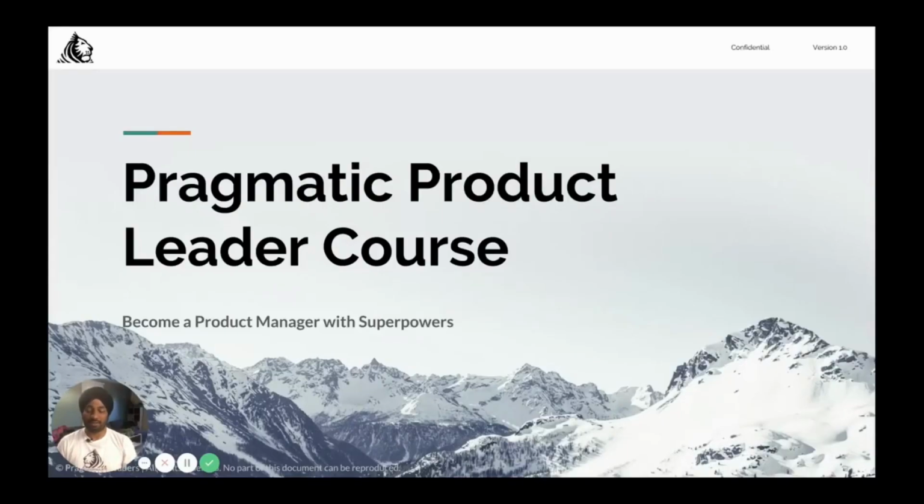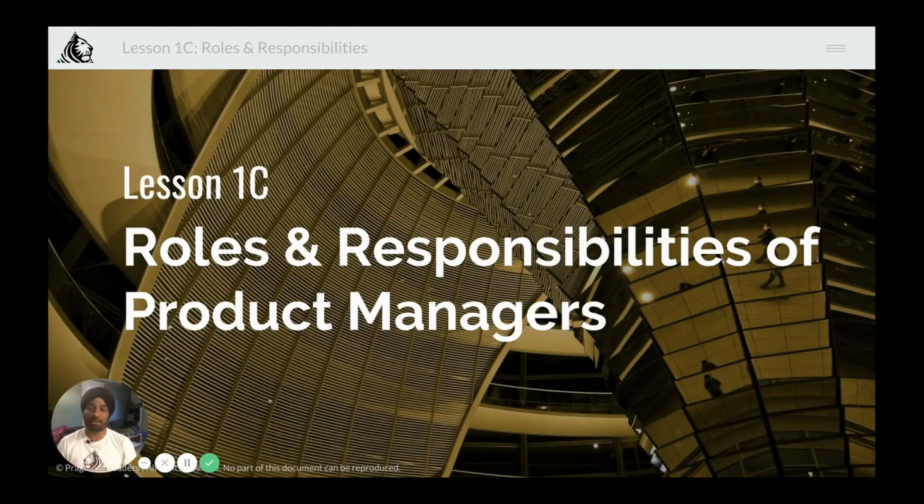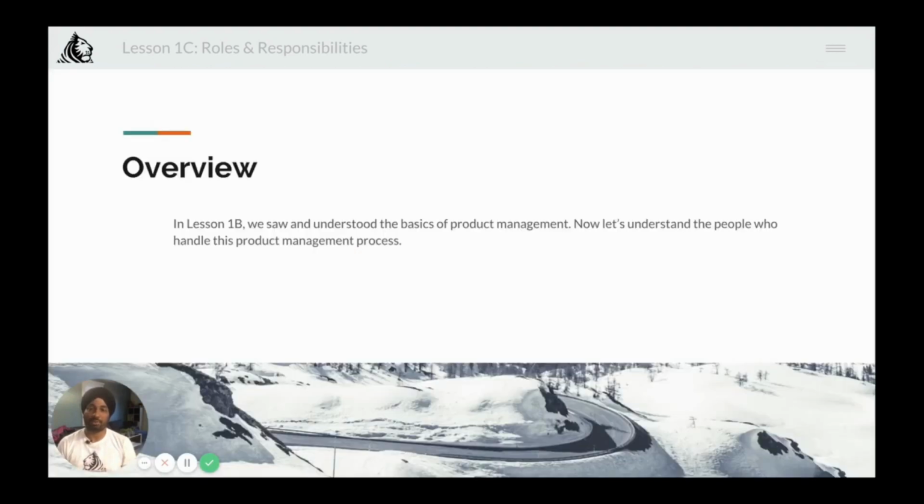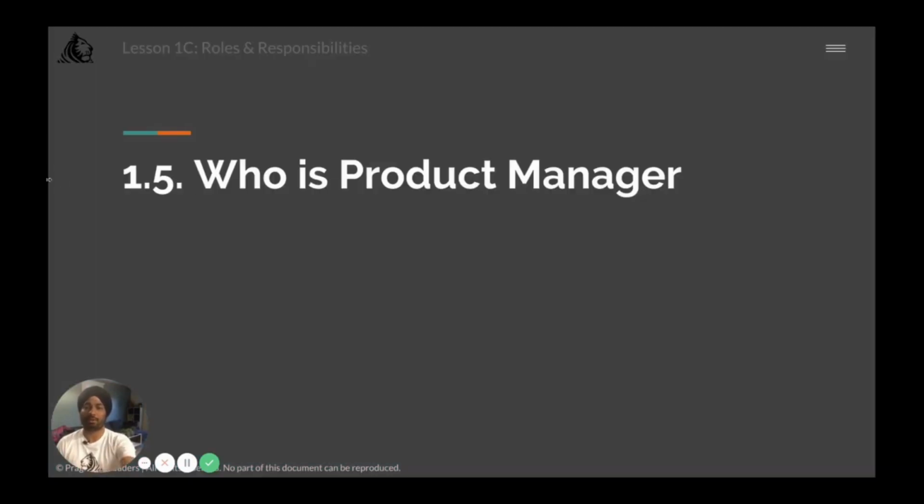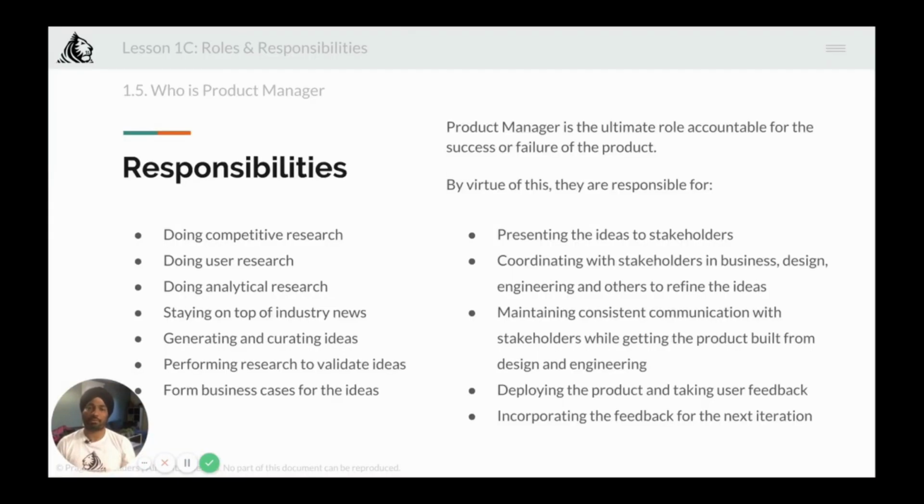Hi, let's understand the roles and responsibilities of a product manager. We are going to cover who's a product manager, the product manager versus others, and what is a day in the life of a product manager. So, who is a product manager?